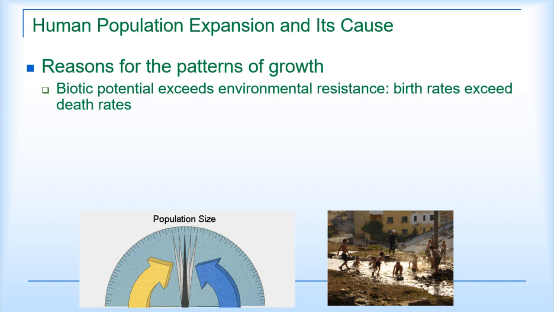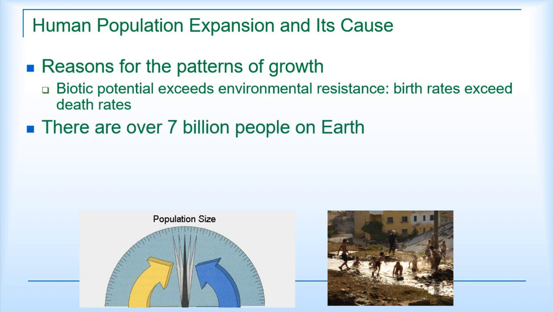Just like every other population, our expansion is caused by the fact that our biotic potential is exceeding the environmental resistance. What that directly translates to is that birth rates exceed death rates. We have enough resources to continue having ideal growth, right? We have exponential growth. Now, we're starting to slow down, which is one of the things we're going to talk about. But our population is still growing, and in some cases growing rapidly.